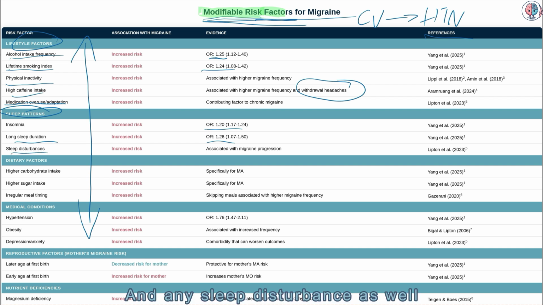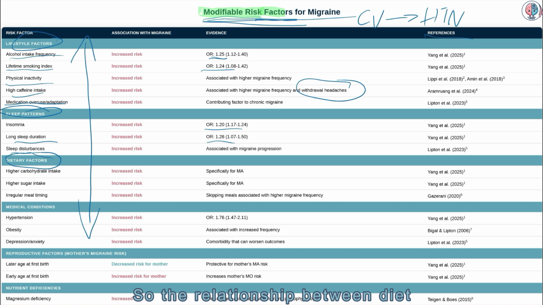And any sleep disturbance as well. So establishing a consistent sleep schedule, even on weekends, which may be hard to do, but often necessary for migraine patients, can reduce attacks by stabilizing circadian rhythms and associated neurotransmitter systems. So next, we're going to go into the dietary factors.